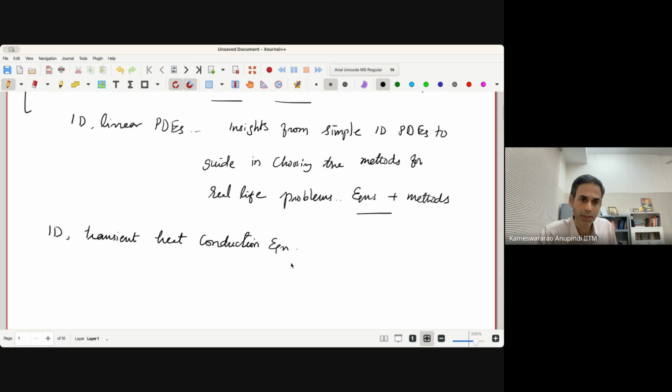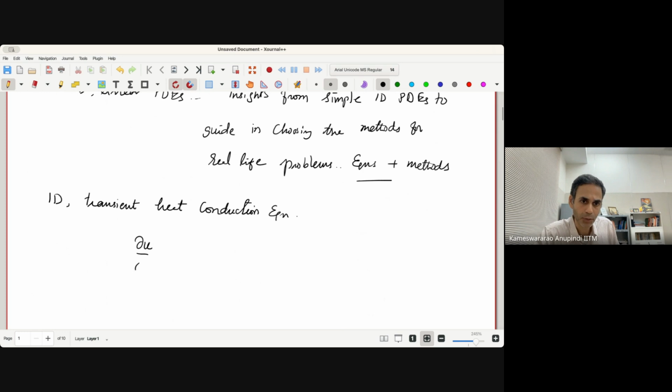Okay, which is basically given by partial u partial t equals alpha times partial square u by partial x square, where alpha is the thermal diffusivity, u is a kind of temperature, little t is the time, x is the spatial coordinate. Okay, so this is the partial differential equation that we have been dealing with.